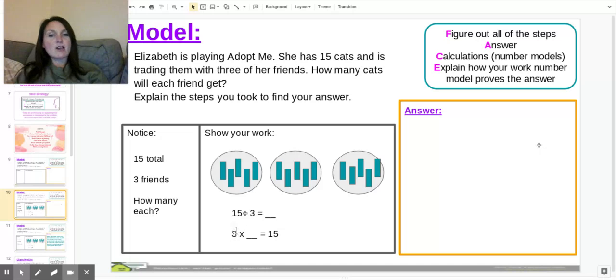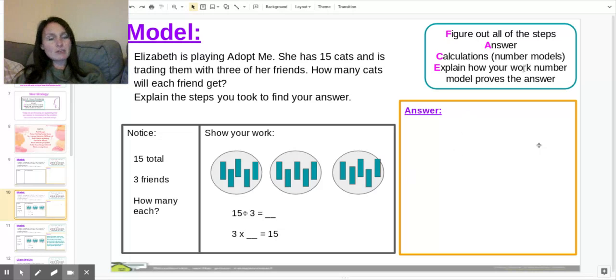You can write it as 3 times what equals 15. So now I need to show, now that I know my answer is 5, right? I know 15 divided by 3 is 5. I know 3 times 5 is 15. Now I need to write this out using the FACE strategy. So I figured out all my steps. My answer here is 5. Each cat is going to get 5, or each friend is going to get 5 cats.